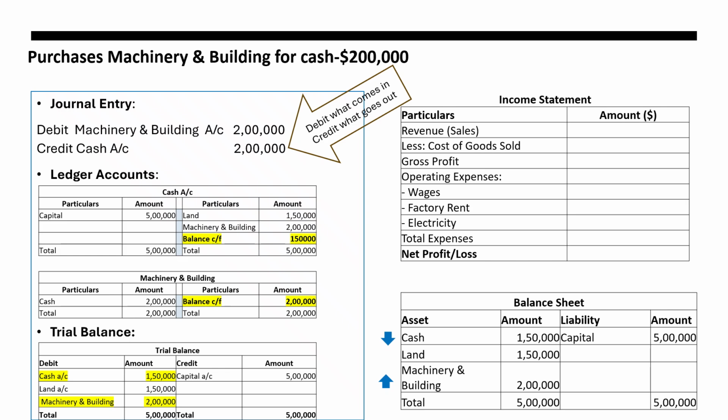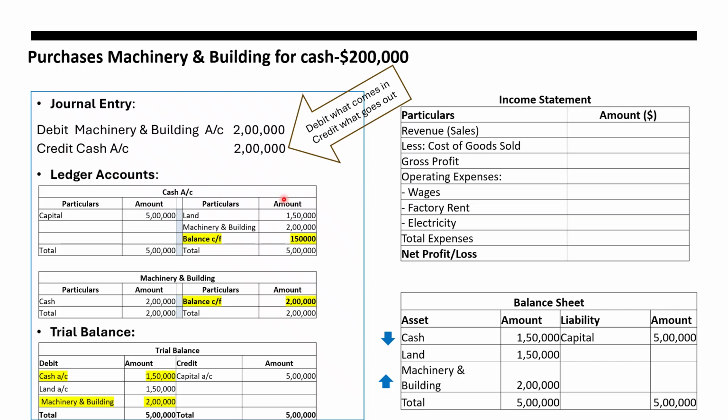So here machinery is a real account and it's coming in, right? We are purchasing the machinery and building. So we debit the machinery and building account for 2 lakhs, and we are paying, so cash is basically going out. So we are going to credit the cash account. Credit what goes out. So that's the journal entry for this transaction.